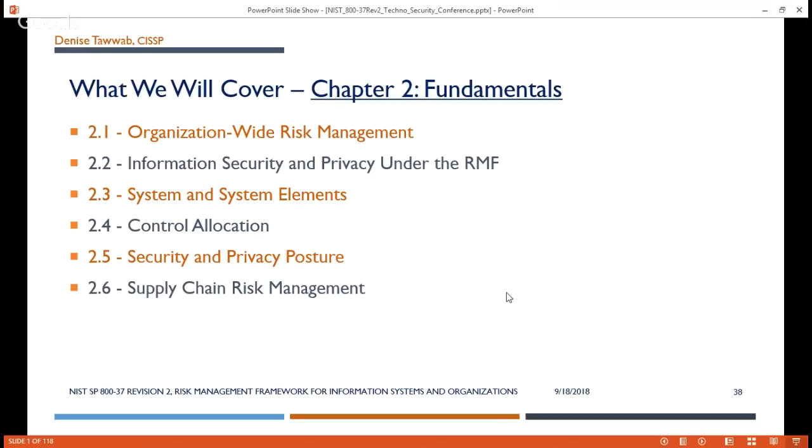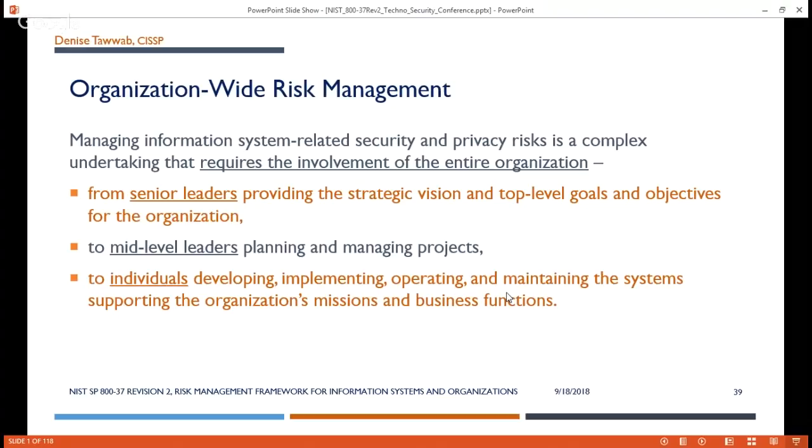Okay, in this section, and this is chapter 2 of the publication, we'll look at organization-wide risk management, information security and privacy under the risk management framework, system and system elements, control allocation, security and privacy posture, and supply chain risk management.